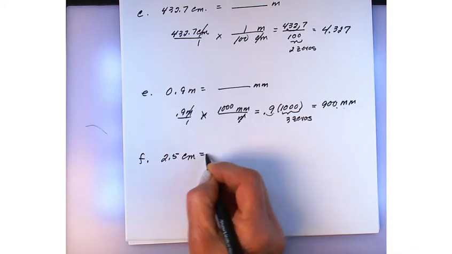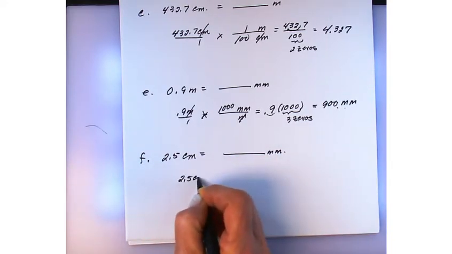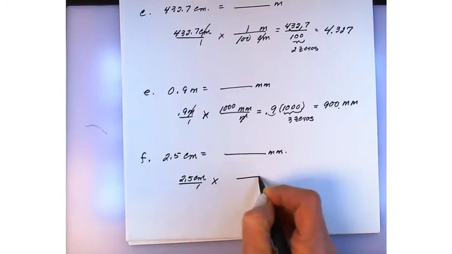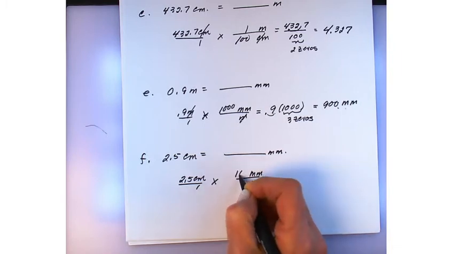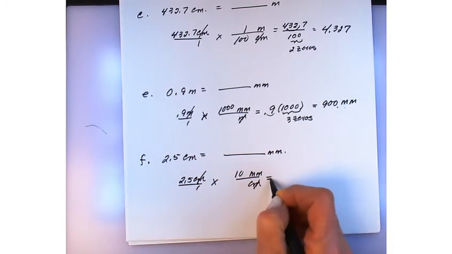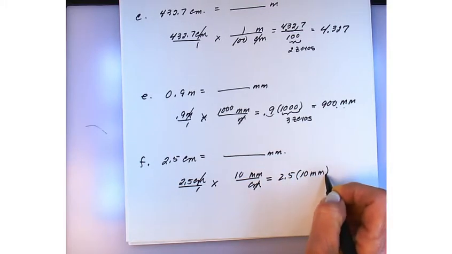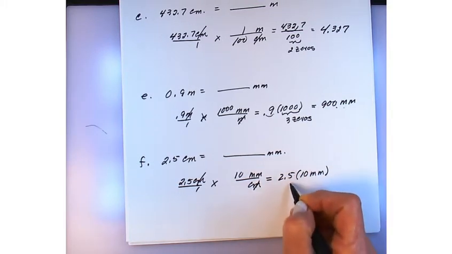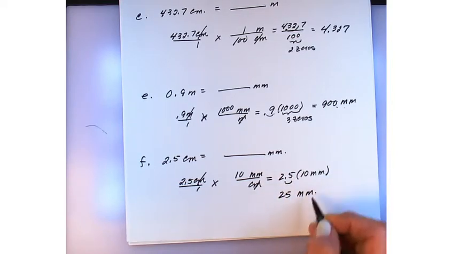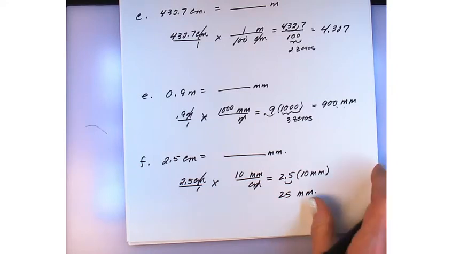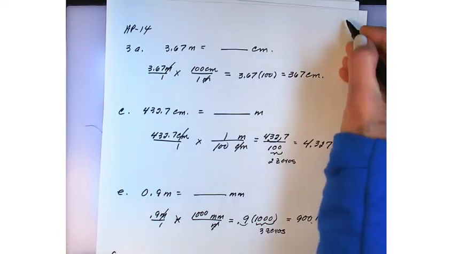2.5 centimeters equals how many millimeters? 2.5 centimeters. Out go the centimeters, in come the millimeters. So once you learn how to set up your conversion, it becomes so easy. Move this 1 place, we get 25 millimeters. I'm just going to label these here.